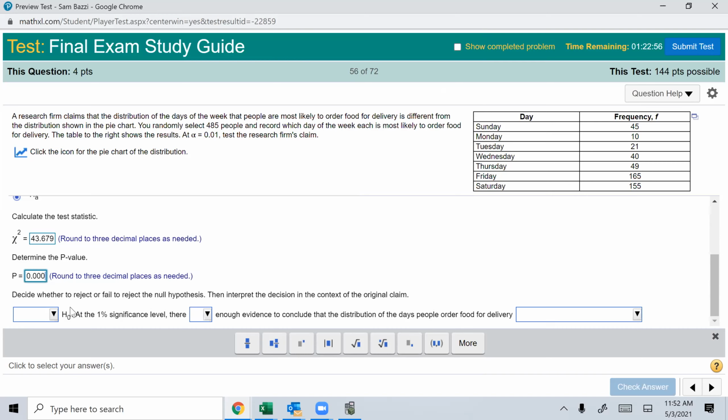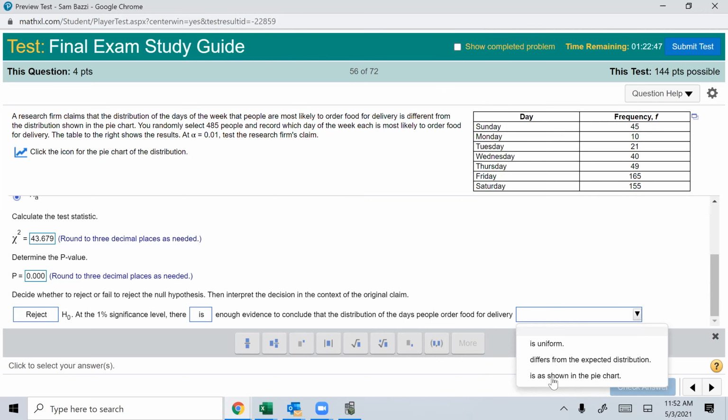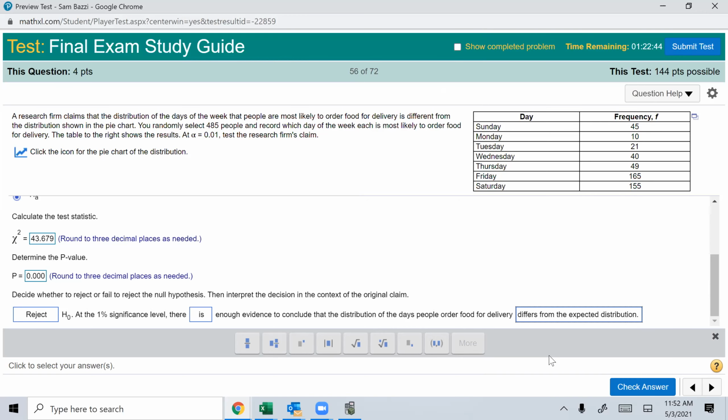Well, definitely we reject H0 because the p-value is less than alpha, and there is enough evidence to conclude that the distribution of the day's order differs from the claim, because the claim is in HA. Now, how would you do this one in StatCrunch? Let me show you.